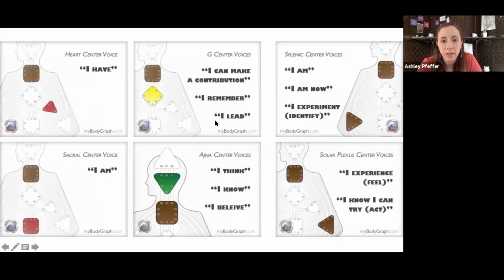So this is just more of the voices of your throat center, if it's connected to a different center. So we have the channel that goes from the heart to the throat. Especially 21 is about being in control, and it's people that have control, authority. This is G center to throat. So I remember, I lead, I can make a contribution. If you have these channels defined, this is the kind of voice that comes out of it.